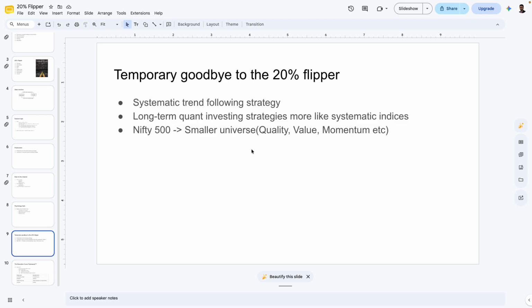Today I have a short but important update. I'm saying a temporary goodbye to the first strategy that I picked, the 20% flipper.